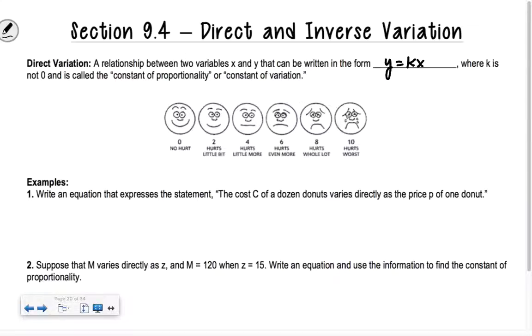The way that you would describe direct variation is when one value goes up, the other value goes up.